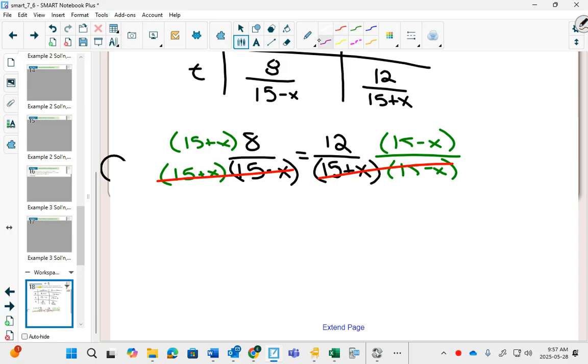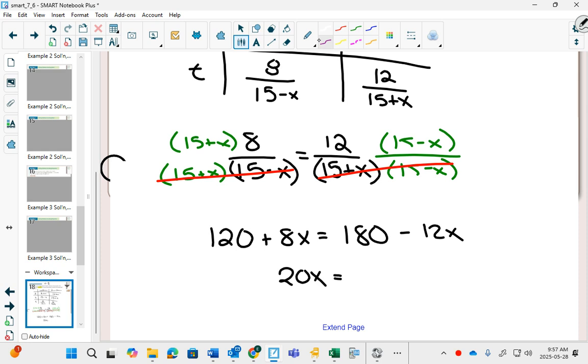And what do I get? 8 times 15, 120 plus 8x equals 12 times 15. No, this is not good math here. What did I do wrong? That's 12 times 15. What's 8 times 15? It is 120. Yeah, okay. That's 180 minus 12x. This could be done without a calculator. If I move the 12x to this side, I would get 20x. If I move the 120 to this side, I'd get 60.